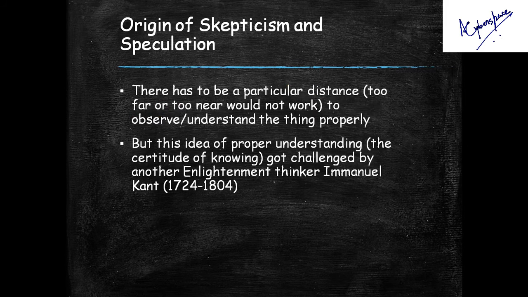And there has to be a particular distance; too far or too near would not work to observe a certain thing properly. So if you want to know about a particular thing, you have to maintain a proper distance. You cannot go too far, you cannot go too near. But this very idea of proper understanding, the certitude of knowing, which was the mainstay of the Enlightenment, especially in the 17th and 18th centuries, got challenged by another Enlightenment thinker, Immanuel Kant.